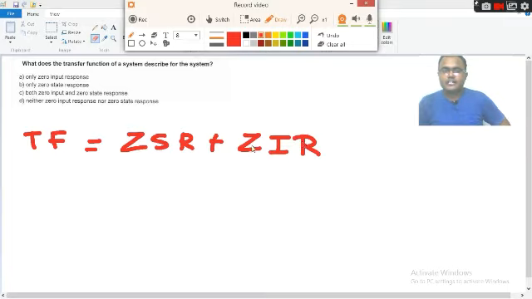But the zero input response means the input is made zero but the state variables are non-zero. So the output in this case is only because of the state variables, while the inputs are zero. Therefore the response is called a zero input response. If you do both and add them, then we will finally get the transfer function. In these two manners we can find the transfer function of any LTI system.